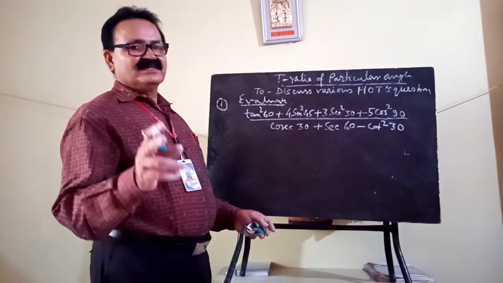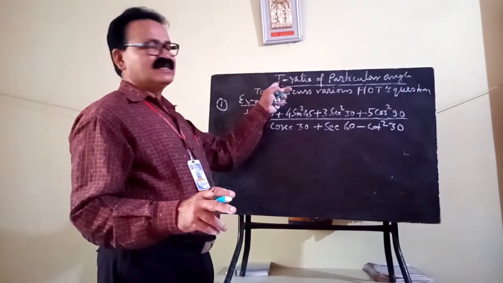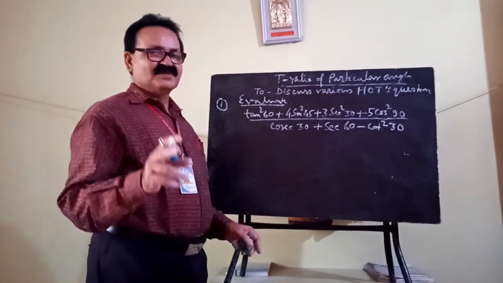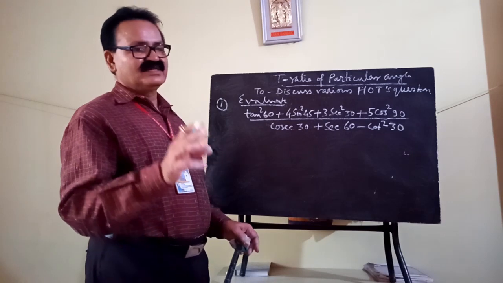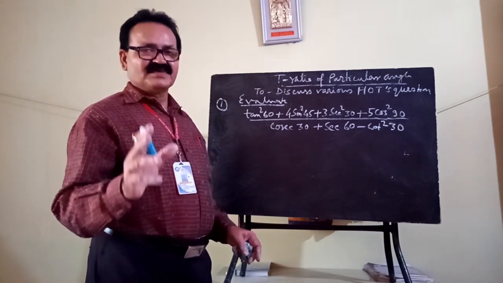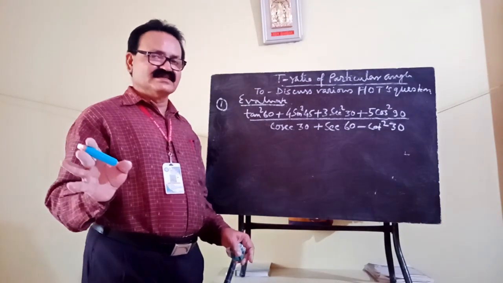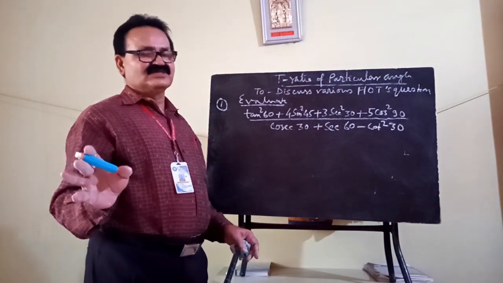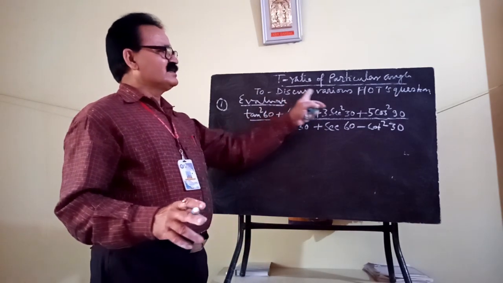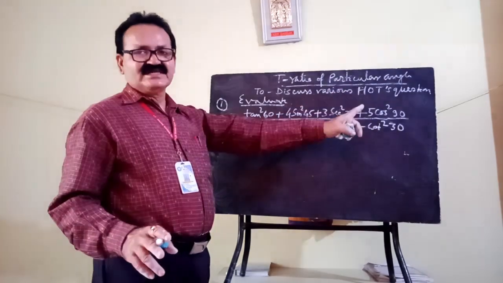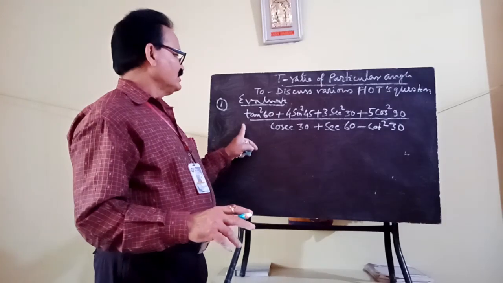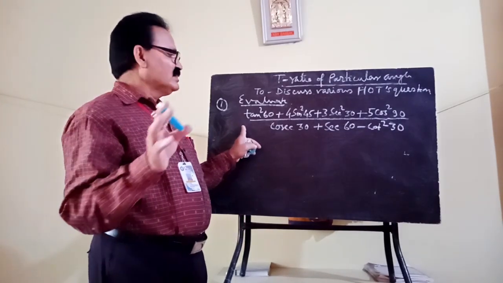Dear students, in my last class I explained the derivation of the values of the trigonometric ratios from 0 degree to 90 degree. I did 0, 30, 45, 60 and 90 degree, so all the trigonometrical ratios of these particular angles. Now I will discuss various high order thinking skills questions, which are very important, and show you how to evaluate. That means you have to keep in mind all the values.